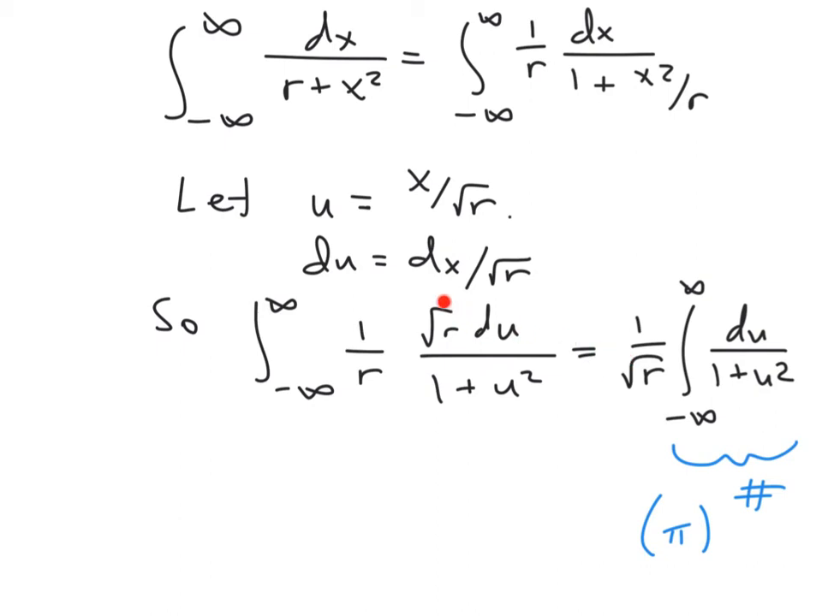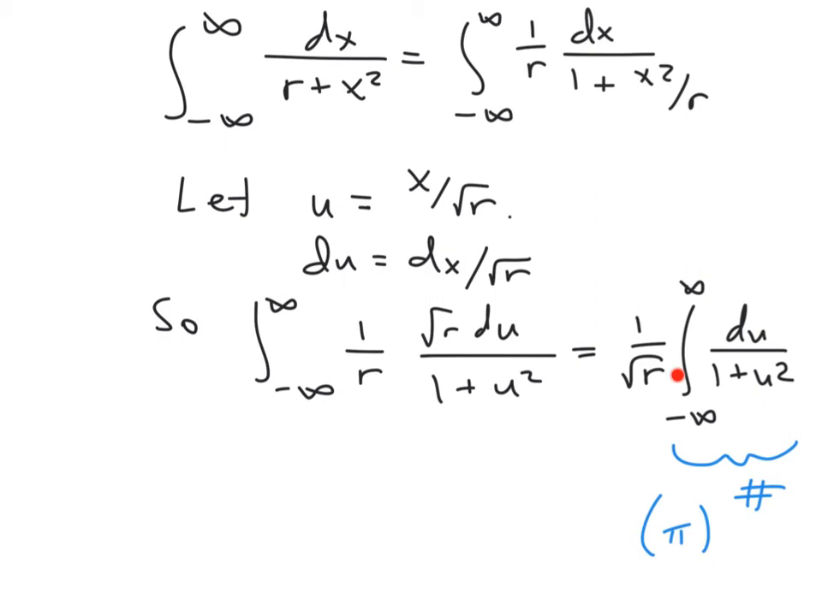And I'm going to pull out all the r stuff. So we have 1 over the square root of r times the integral from negative infinity to infinity of du over 1 plus u squared. I want to note that inside this integral, there are no r's. So this integral is just going to give us some number, some constant. It could be 7 or 5 or 13. I don't really care, because the thing I was interested in was how this stuff scaled with r.